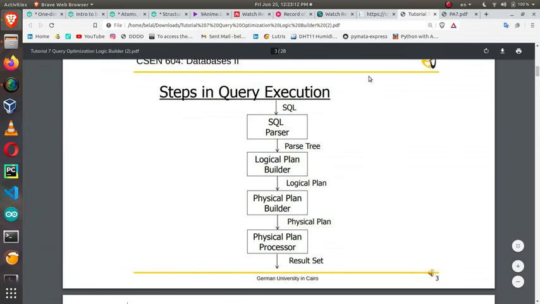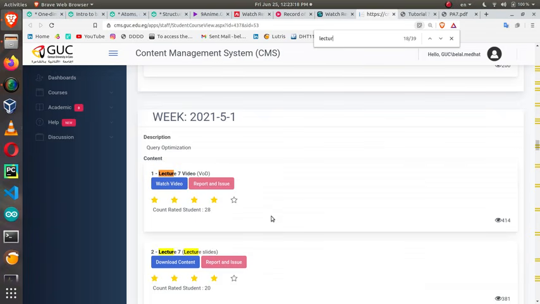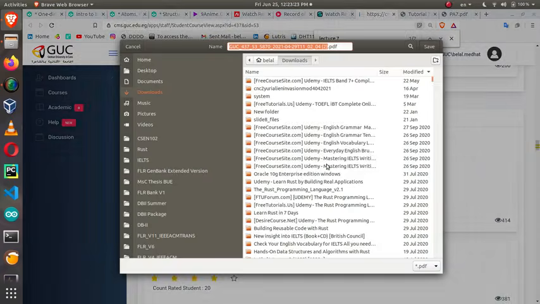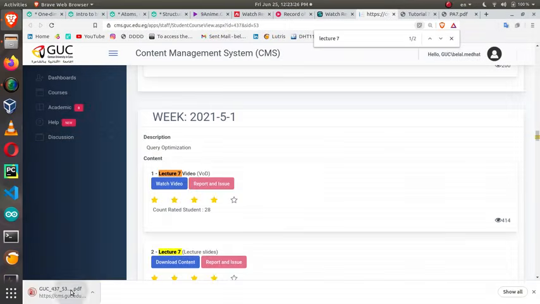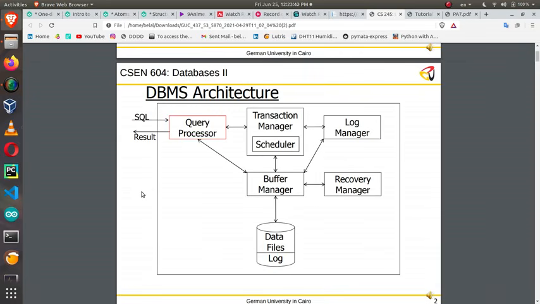So let's bring the lecture slides from the CMS. Search for lecture 7. Yes, lecture slides. Download, open. Okay, so let's refresh your memory about what you have been taught during lecture 7, and let's revise some of the concepts covered during the lecture before proceeding and solving some problems.